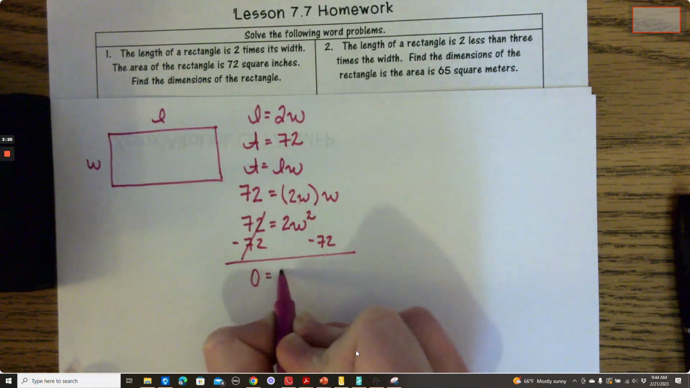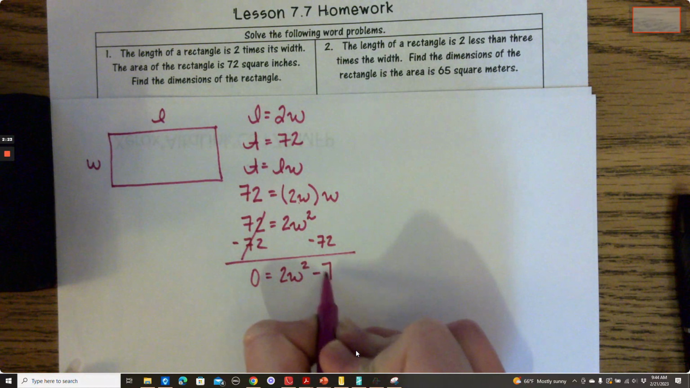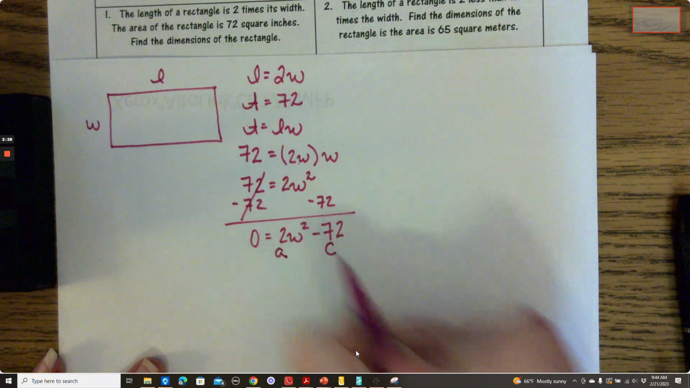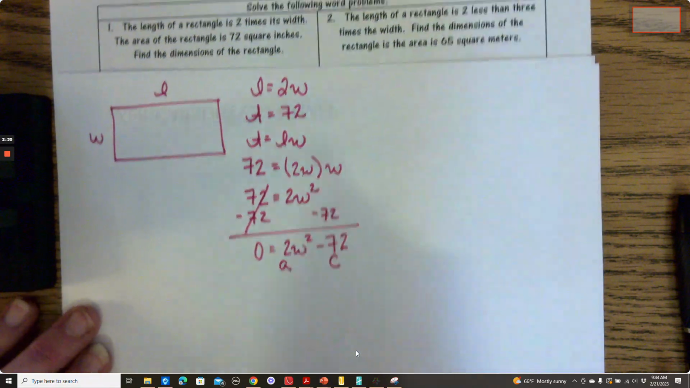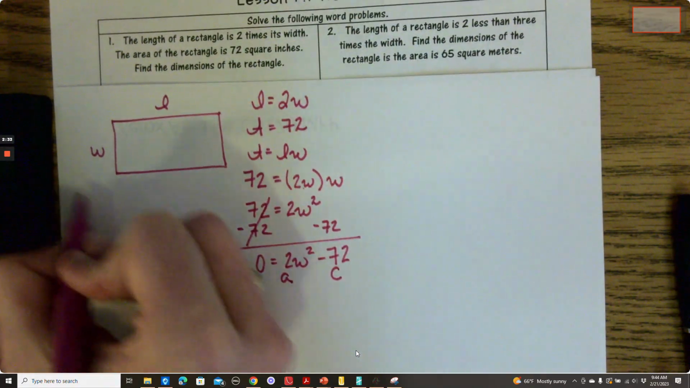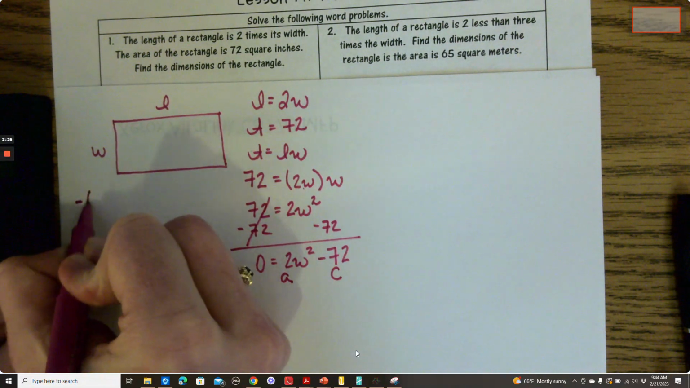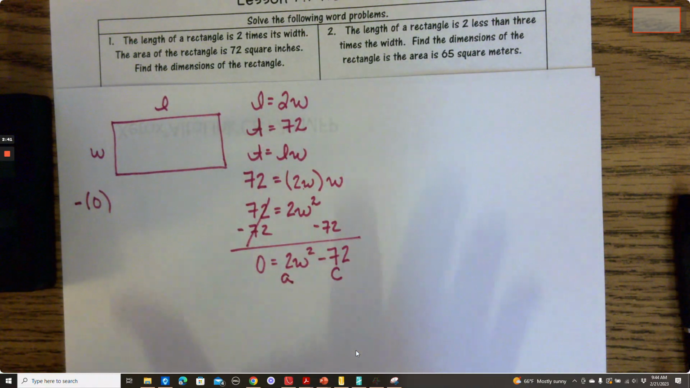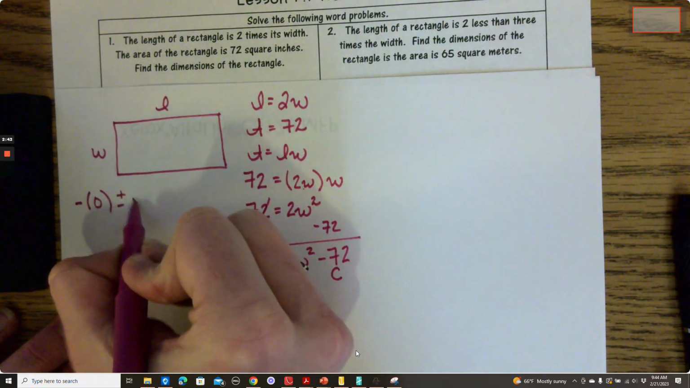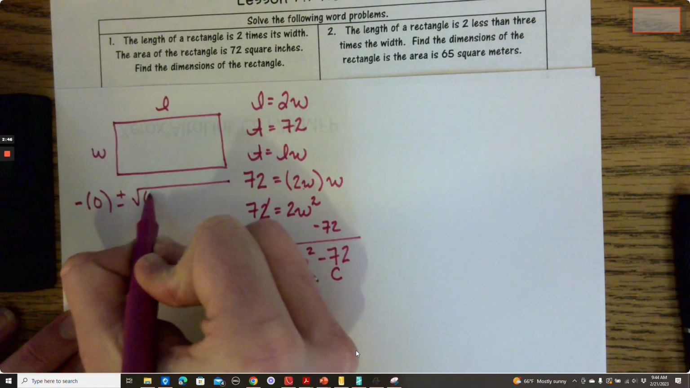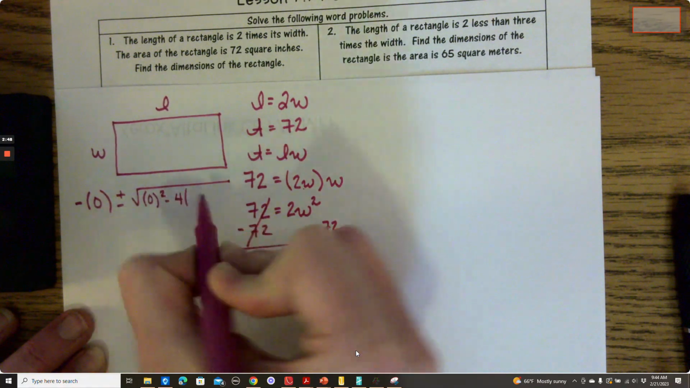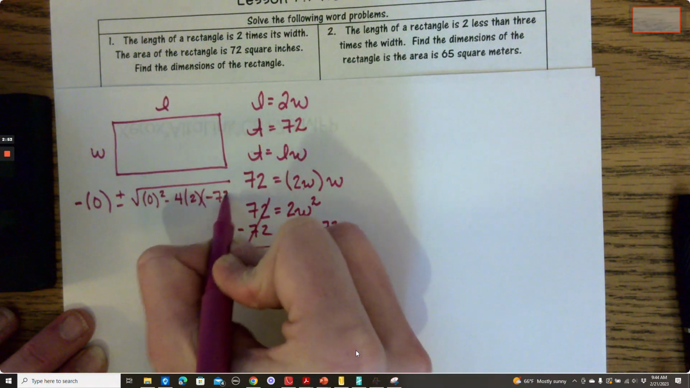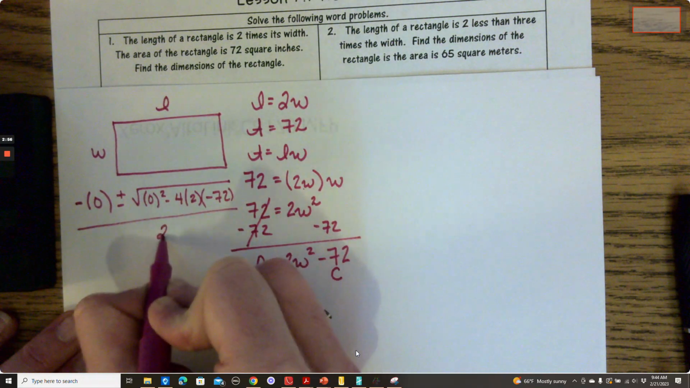It may not look like it, but if I start moving pieces around here, I get a 0 over here, and then I've got 2W squared minus 72. This is an A value. This is a C value. Okay, so I can do the quadratic formula. Negative B. B's a 0. If you don't have a B value, if you don't have just a plain old letter, it's a 0 wherever you have a B. Plus or minus the square root of B squared minus 4. A is a 2. C is a negative 72. Over 2A.